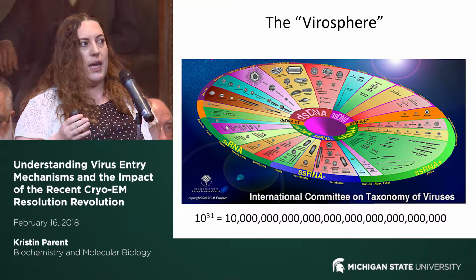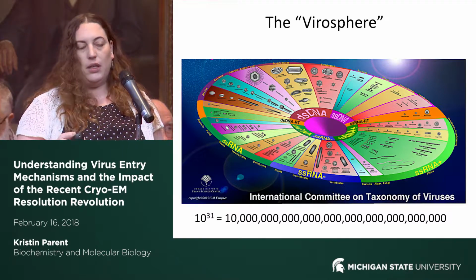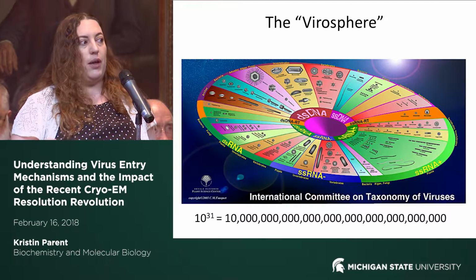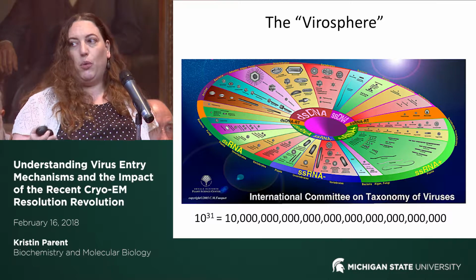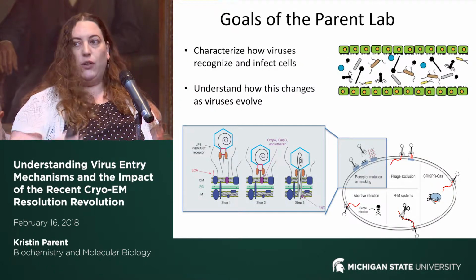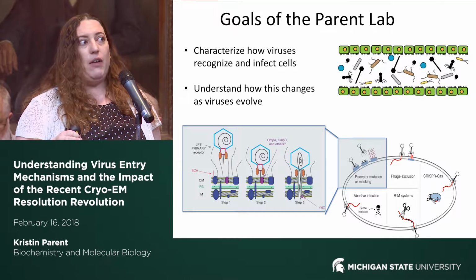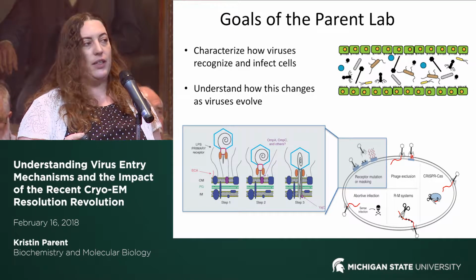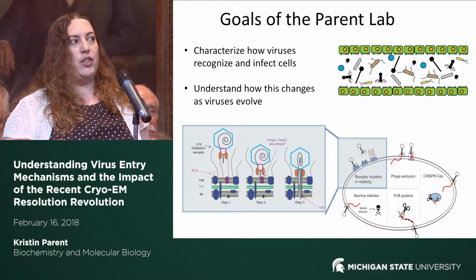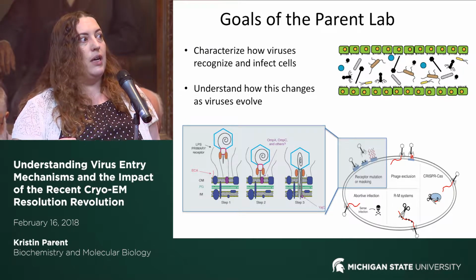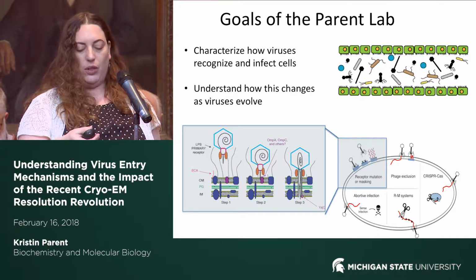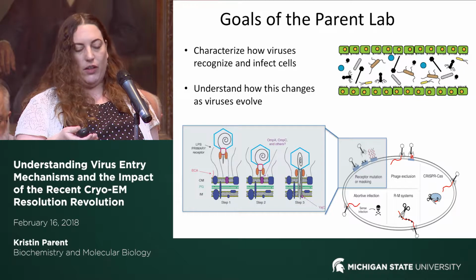So we as scientists can't possibly study all of these. So what we do is we study a class of viruses that tells us something about how more similar ones work. So the specific goals of my lab are to understand a type of virus called a bacteriophage that infects the gut microbiome. So things like Salmonella, E. coli, Shigella, which are in our guts. And what I want to understand is how viruses can infect these cells and how change occurs during virus evolution.